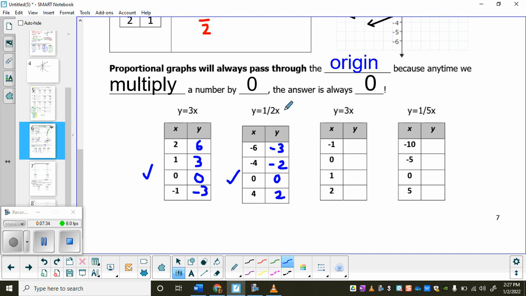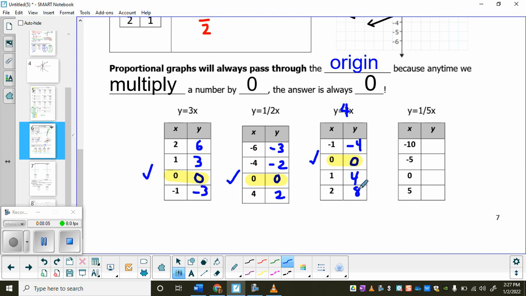This looks like a typo on mine. This is a 3. Let's make this a 4. My bad. Let's just make that a 4. So -1 times 4 is -4. 0 times 4 is 0. Again, anytime you input a 0, the answer is always 0. And that's just what I'm trying to prove for proportional graphs. You will always have the origin in the table of values. Okay? All right, 1 times 4 is 4, and then 2 times 4 is 8.